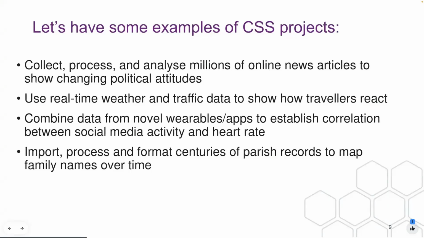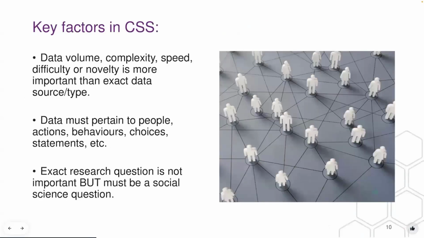For our final example, we could also be interested in mapping family names over time. We could do this by importing, processing, and formatting centuries of parish records, which could allow you to explore the movement of certain families in different areas. Or you could look at the changes in family size or whether families have moved away or not. So these are just a few broad examples of computational social science projects. Moving on, there are key factors that make a CSS project computational.